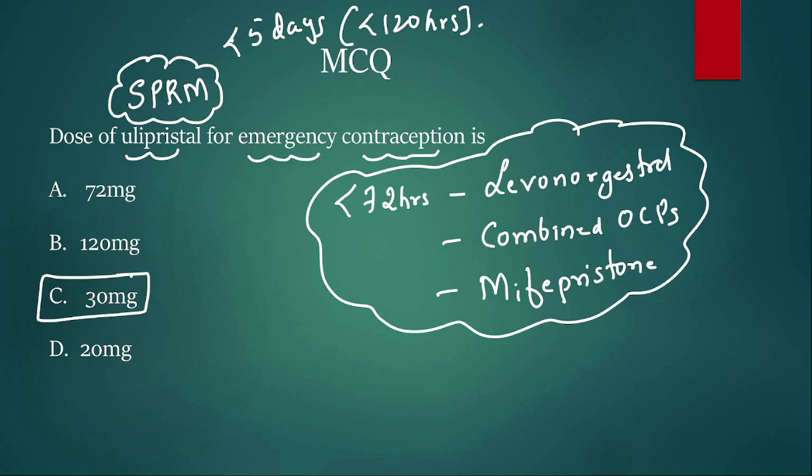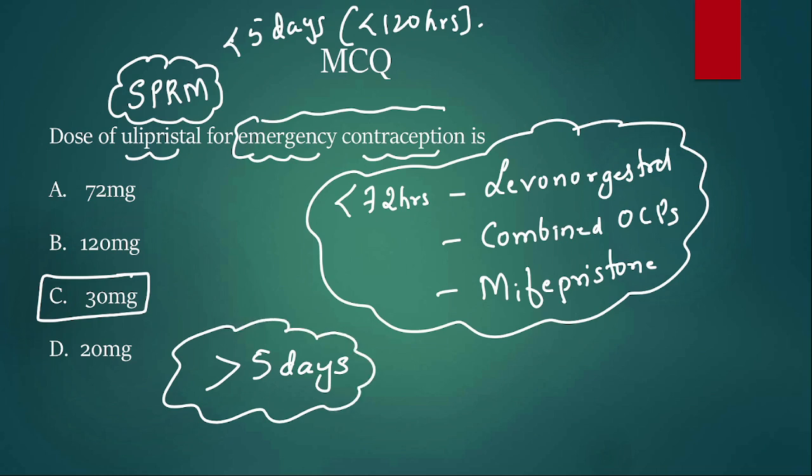So what you have to answer is, if a patient comes for emergency contraception after 5 days, then what modality is available for us? Will a drug work, or should we put some device? Please answer that.